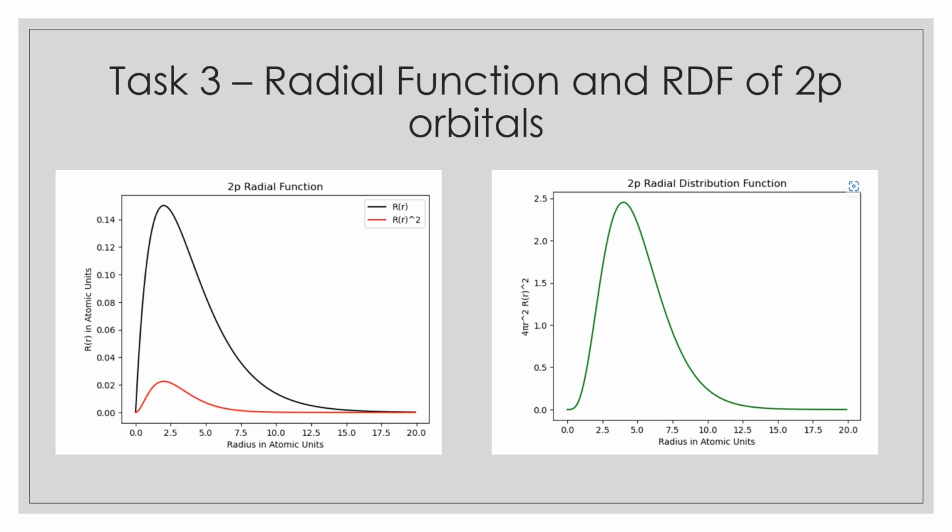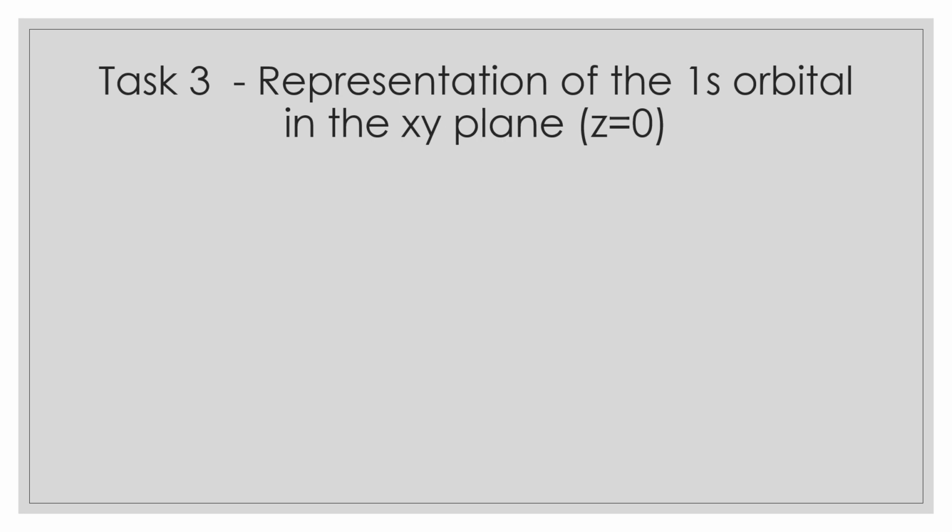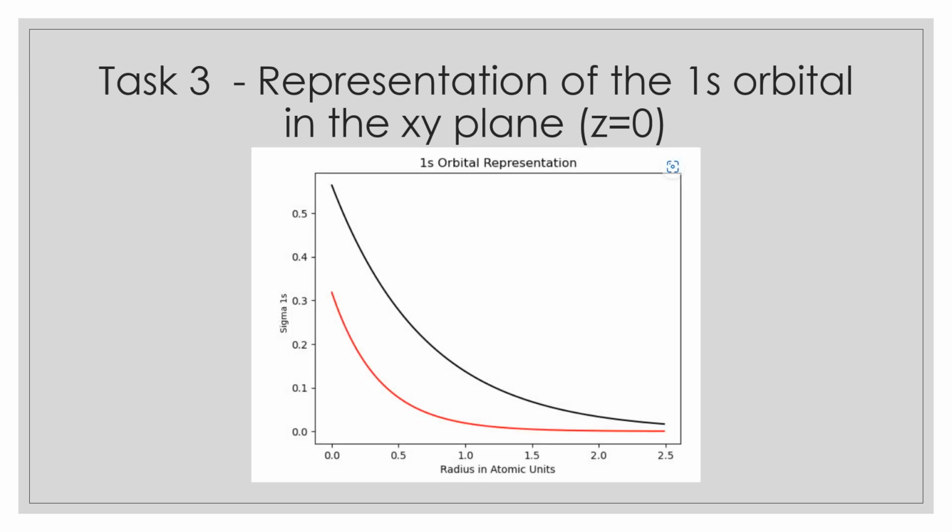Using the two graphs, we can also ascertain which orbital is most likely to have an electron at a distance below the Bohr radius: the p orbital, since it does not have a radial node. The final part of this task is the representation of the 1s orbital in the xy plane, meaning that z equals 0. The z-plane is not considered. Here, both the initial function, the black line, and the square of that function, the red line, are shown.